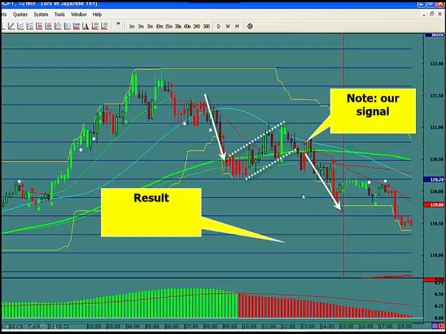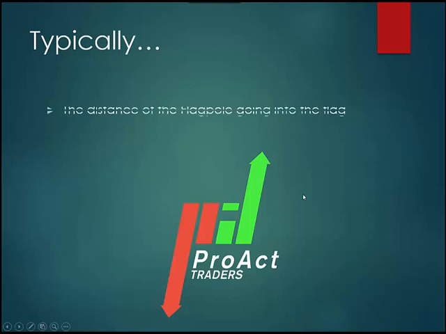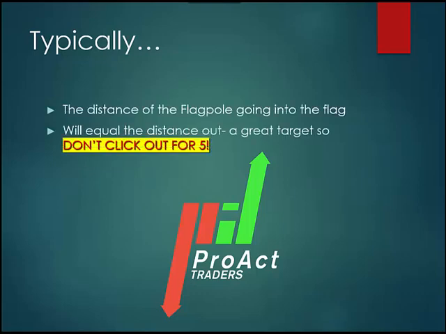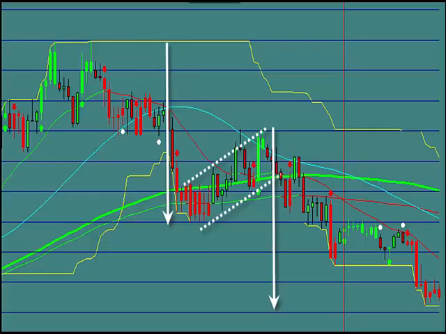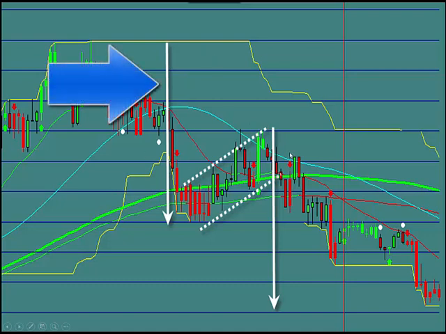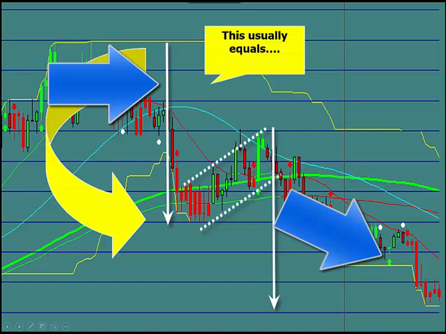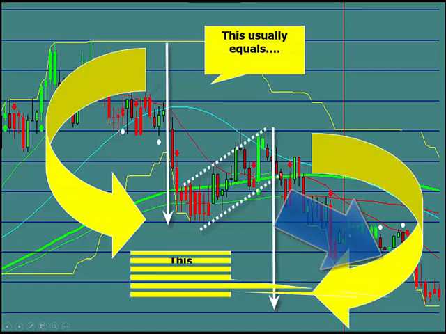So not too bad. Typically, the distance of the flagpole going into the flag will equal the distance out. So it's a great target. All you've got to do is measure it, and don't click out for 5 pips. So here you go. You measure how you got in from this top down to the bottom of the flag. When you finish the flag, whatever this is right over here is what it's going to do over here. And you can see that's exactly what they did. Whatever that is usually equals this over here.